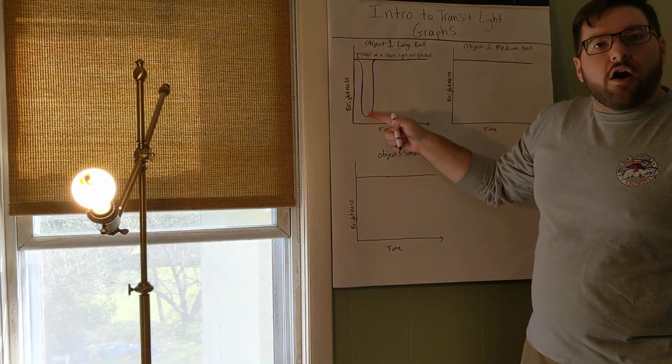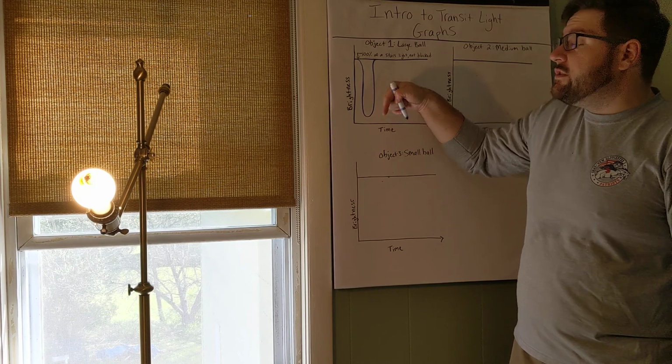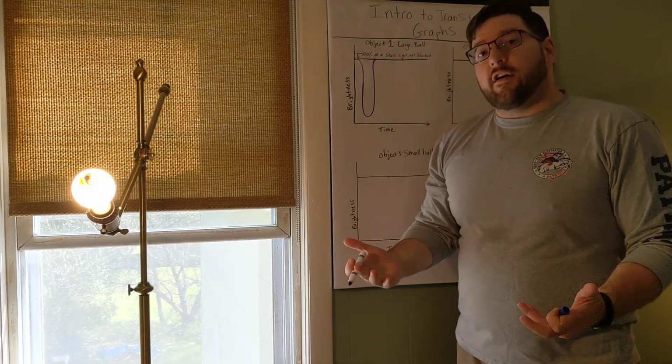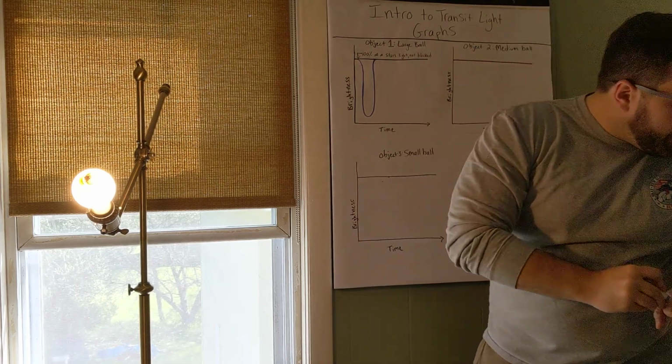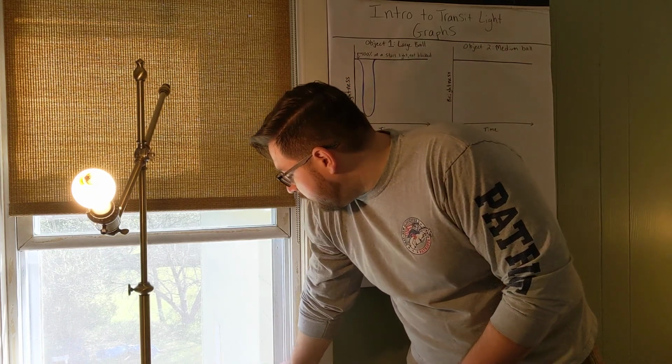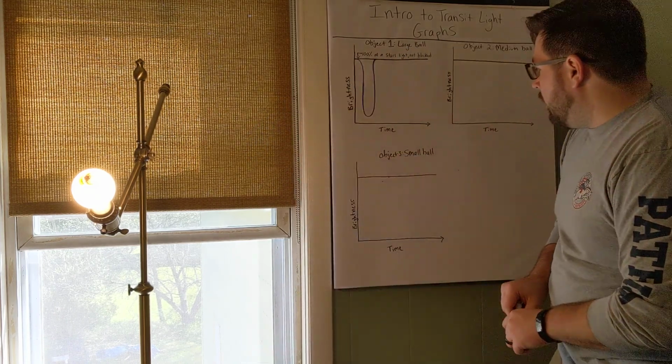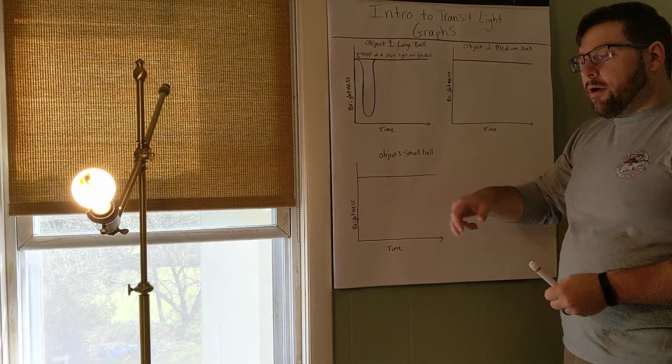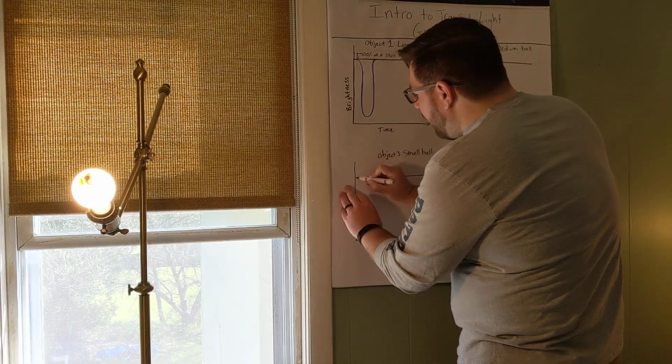So based on how far those transit light graphs go down, you can tell the size of a planet. Compare that to the small planet. If I look at the small planet, the tennis ball planet, it's not going to block as much of that light.